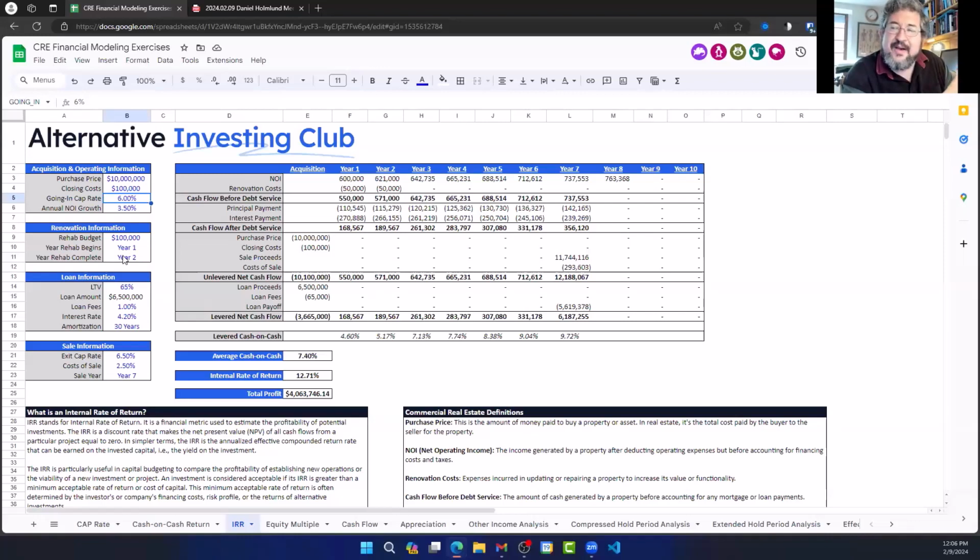It has a lot of shortcomings. It's not the greatest way necessarily to describe a project. There are a lot of other details, but it's a quick metric on how much money a particular property makes versus its value. So today we're going to talk about the IRR.